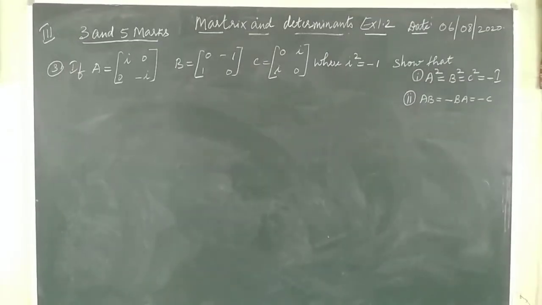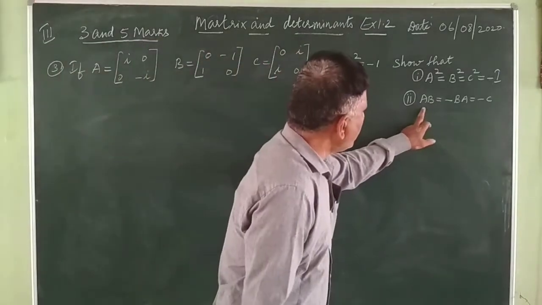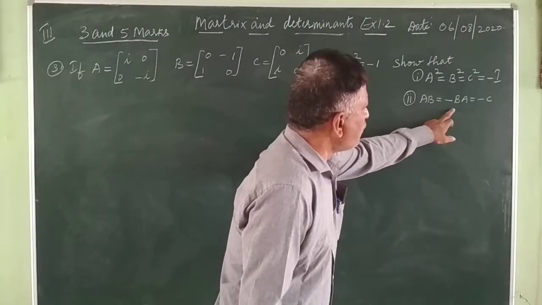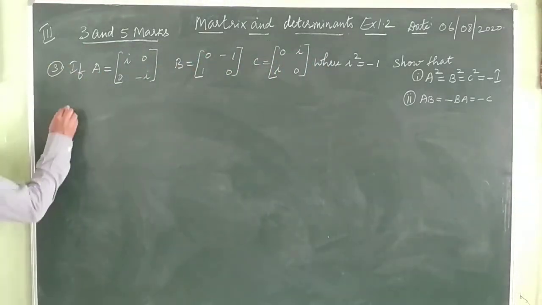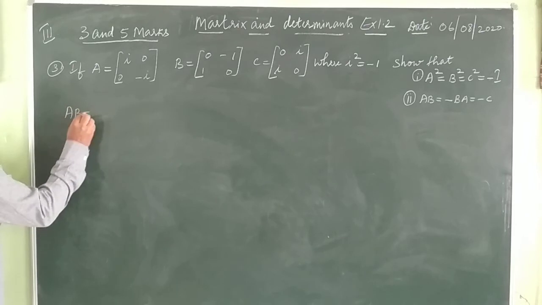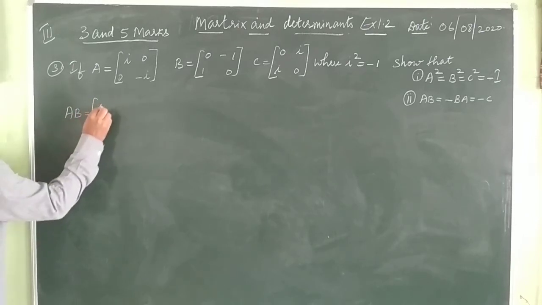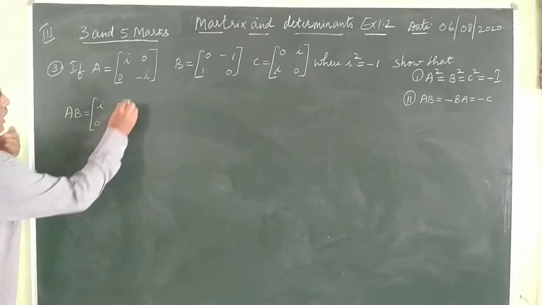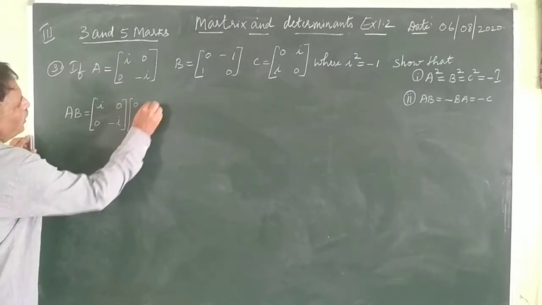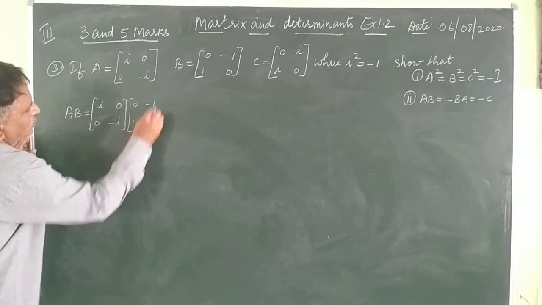Yes. Now the second question is, I have to show that AB is equal to minus BA is equal to minus C. That means first I need to do AB. So that is matrix A, I, 0, 0, minus I into matrix B, 0, minus 1, 1, 0.